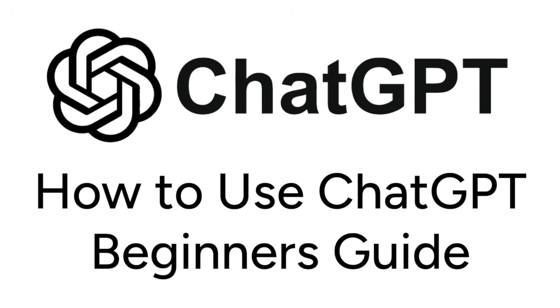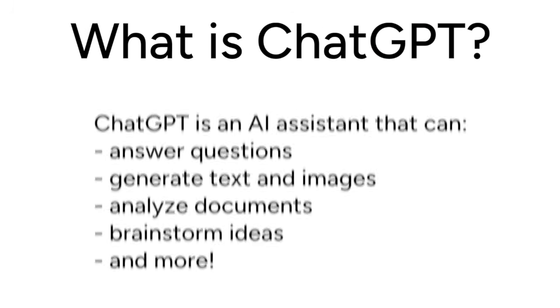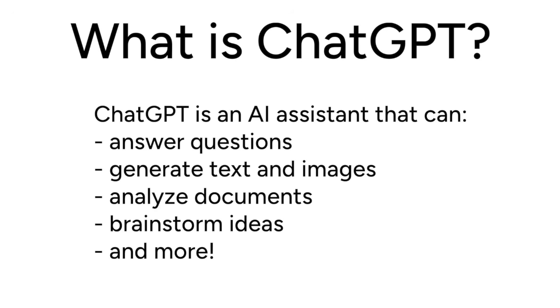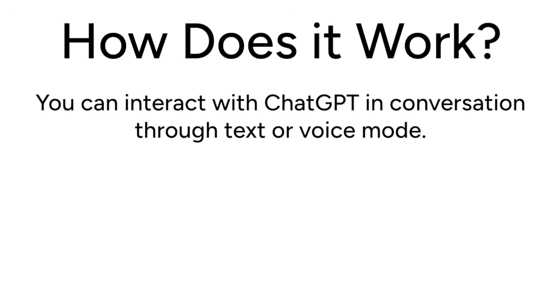Now let's get started. First of all, what is ChatGPT and how does it work? ChatGPT is an AI assistant that can answer questions, generate text and images, analyze documents, brainstorm ideas, and more. You can interact with ChatGPT in conversation through text or voice mode.